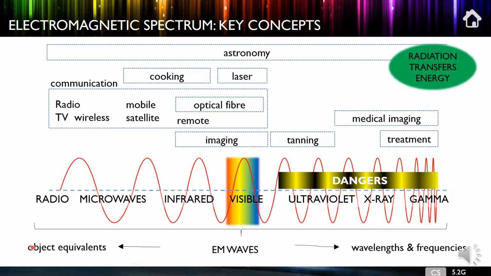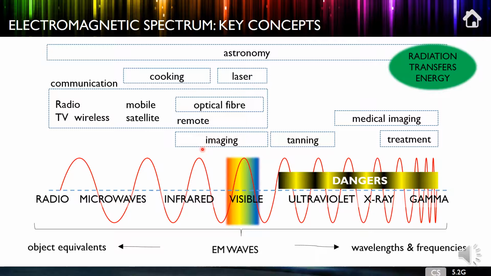We'll try and make it relevant to everyday objects, and we'll think about the wavelengths and frequencies again in a bit more detail, but the main thrust will be about the uses. So over here, communication is a really key one, a huge one. So radio, remote control, optical fibres, mobile, satellites, a huge range of applications there. Cooking is another one, lasers, which comes into communication, but lots of other things as well.